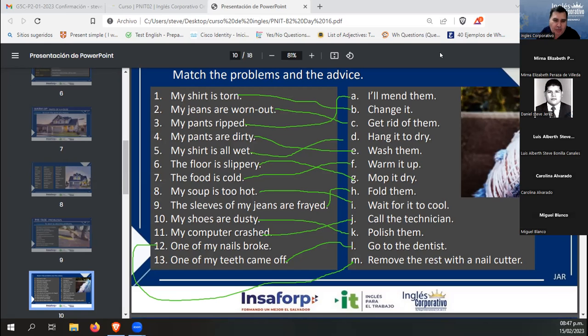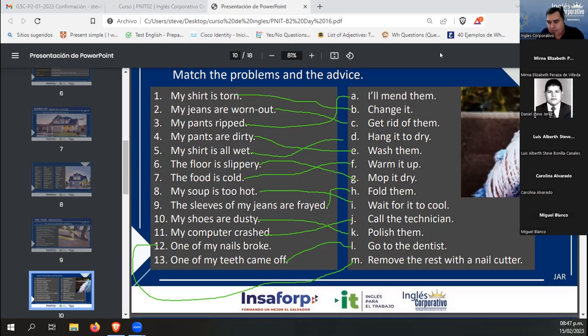One of my teeth came off. Came off. Se me zafó un diente. Came off. Okay. So that is the vocabulary. My shirt is torn. My jeans are worn out.